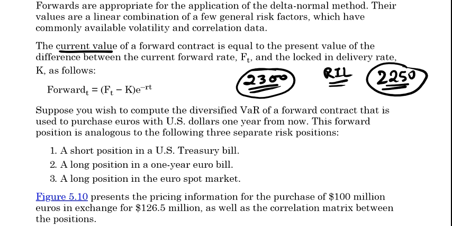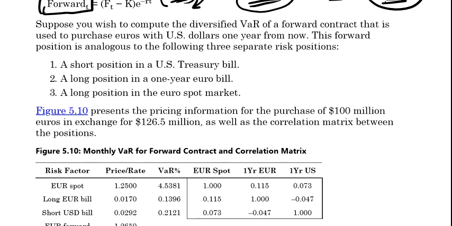You can find out: 2300 minus 2250 is your value today, the money you have in your hand. That is 50 rupees is your value, but this 50 rupees you will be getting after the end of the contract. So you need to take the present value and find out the current value of your forward contract. Means if today you stop this contract, what is the amount you will be getting? You will be getting the present value of 50. Clear?